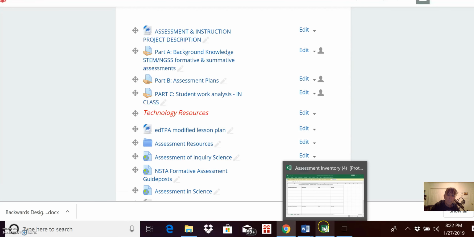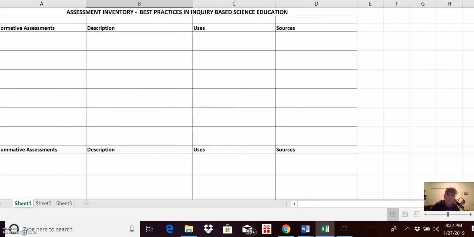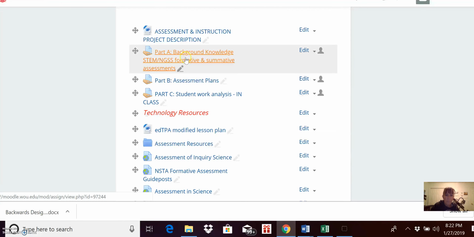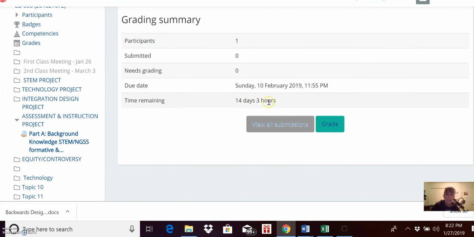So take a look at that, do some background investigating into what kinds of assessments, and then for your project that you'll be starting and finishing next week is this assessment inventory. So you can find that information under background knowledge. So right now I just want you to start taking a look at and doing some of the reading and checking out the resources, because as you can see, this one isn't due for 2 more weeks.